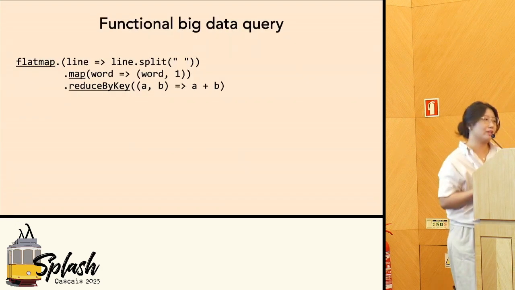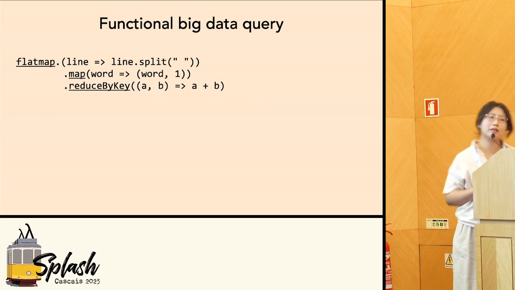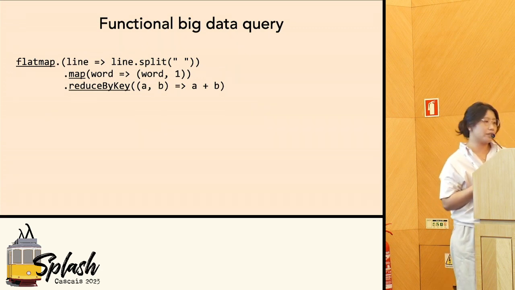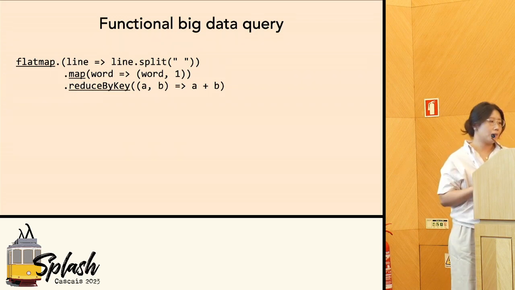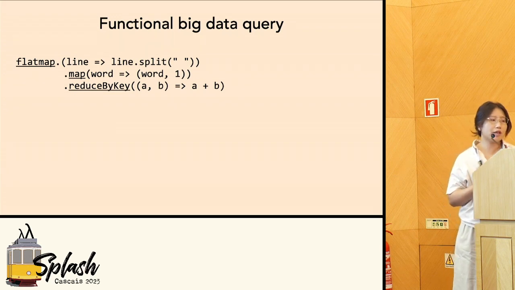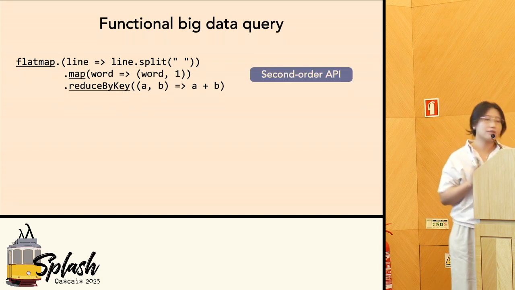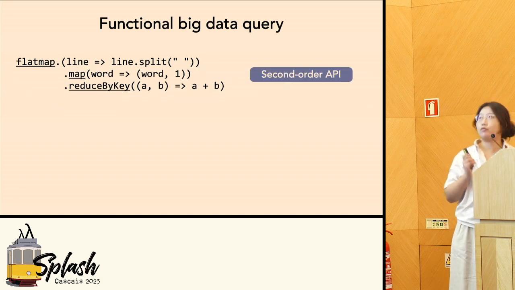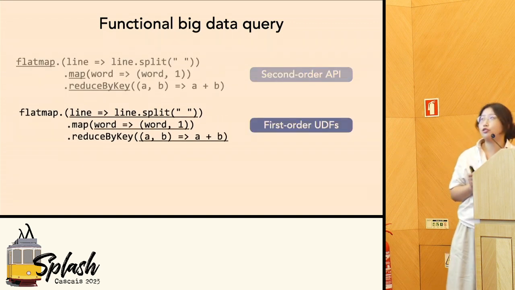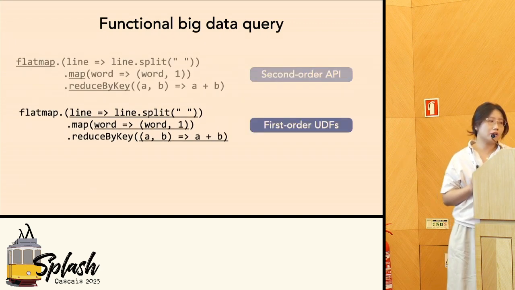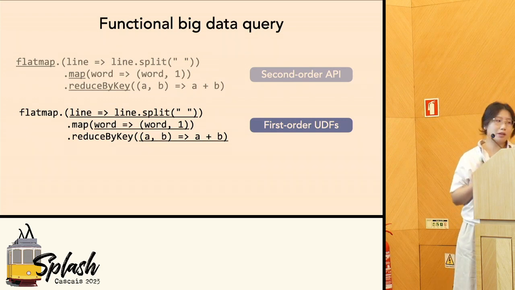First of all, let's start with what a functional big data query is. Let's look at it in the context of an example. It is a program that looks sort of like this. A functional query is composed of invocations to second-order APIs, such as flatMap, map, and reduceByKey. These APIs usually take first-order UDFs as arguments. The UDFs are written in general programming languages, such as Scala and Python.